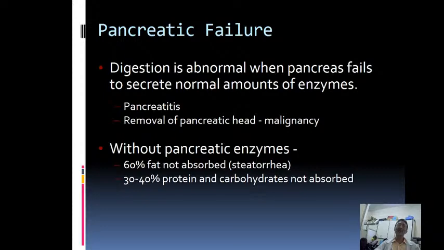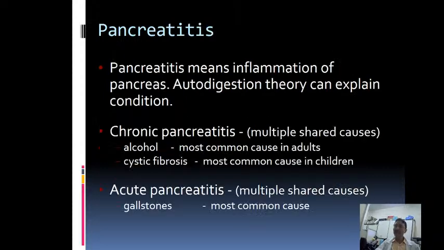The other rare cause of the disease of the pancreas could be the malignancy or cancer of the head of the pancreas. Now pancreatitis means inflammation of the pancreas. We know that there are the ductal cells and the acinar cells. The ductal cells will secrete bicarbonate ions. The acinar cells will secrete the enzymes responsible for the digestion of carbohydrates, fats and proteins.